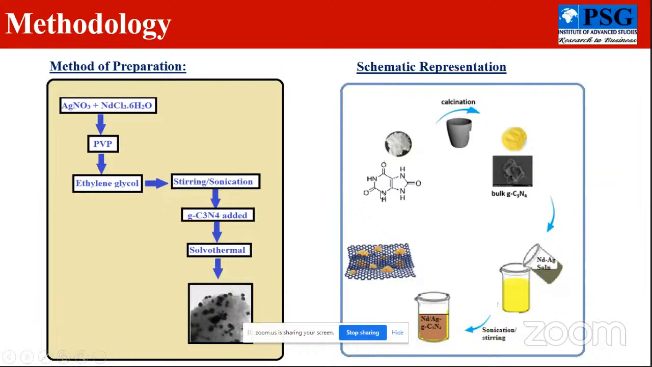This is the overall schematic representation, and this is the material which we have prepared. Here, this one is the graphitic carbon nitride sheet, and we can see the bimetallic nanoparticles, that is Ag and Nd, anchored on the surface of these g-C3N4 nanosheets.